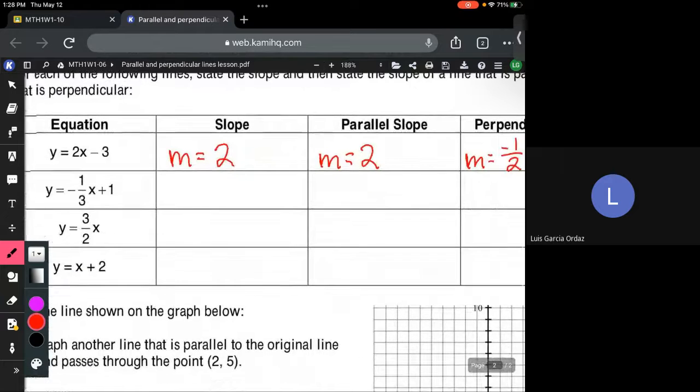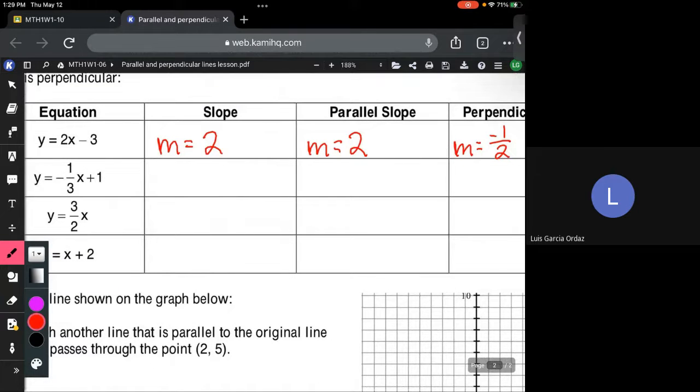Okay, the next one. Y is equal to negative 1 over 3x plus 1. What is my slope in this equation? Yazin. Okay. What does my parallel slope have to be? Sienna? Perfect. And what does my perpendicular slope have to be? Maya? Or just 3? It's fine.